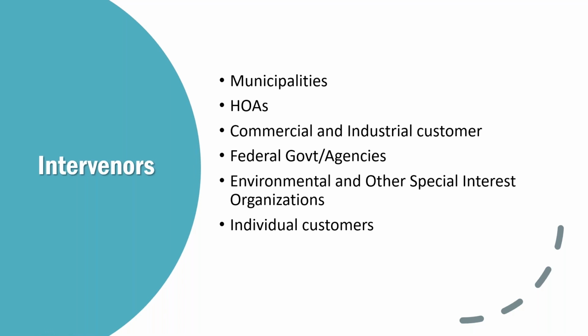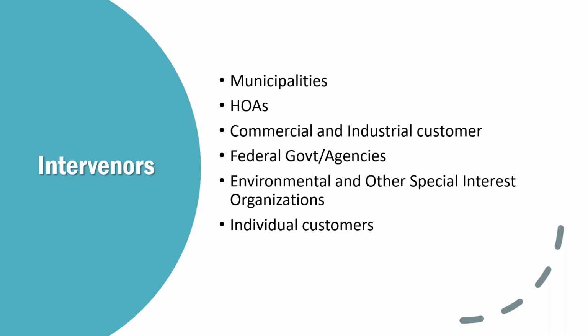So finally, our last, I guess, party category at the Public Service Commission are interveners. Interveners can be a variety of different interests. We've seen municipalities, including cities, counties, and towns intervene. We've seen homeowner associations intervene. Commercial and industrial customers will intervene. This could be manufacturers. We've had Nucor Steel, CMC Steel, Walmart intervenes sometimes. Basically any company that might use a lot of electricity.